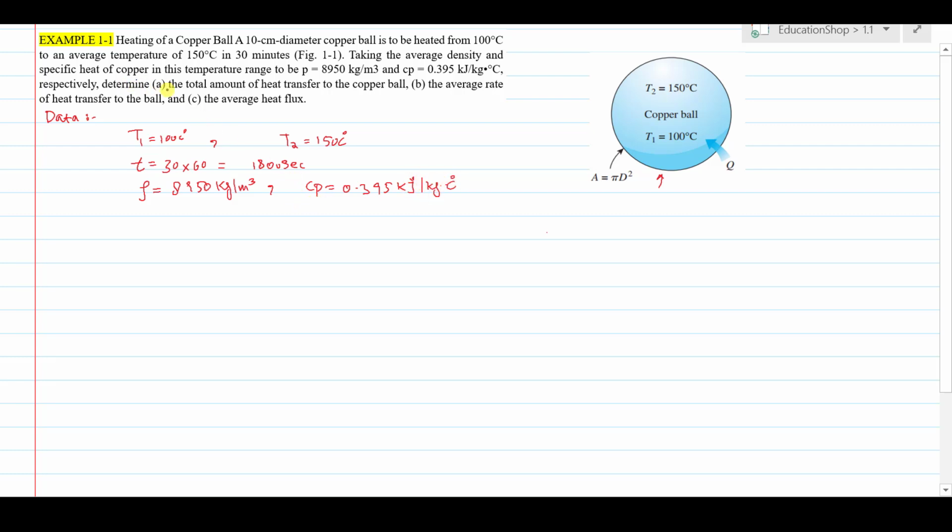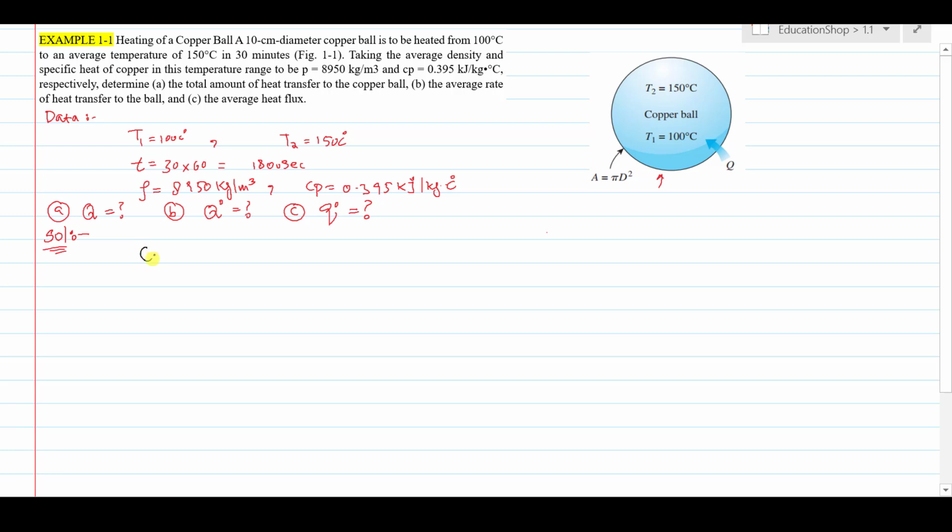What we need to calculate, first, is the total amount of heat transfer to the copper ball. How much heat is supplied to this ball to raise its temperature from T1 to T2, that is Q. The second one is the average rate of heat transfer to the ball. And the third one we need to calculate is the average heat flux. So let's come toward its solution now.